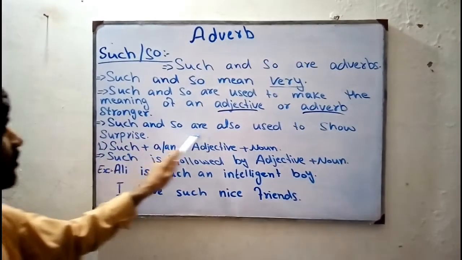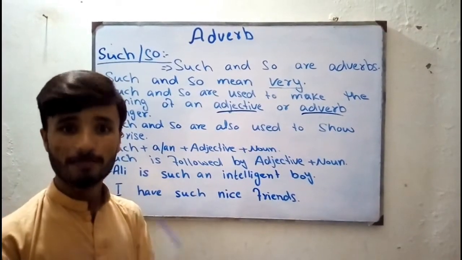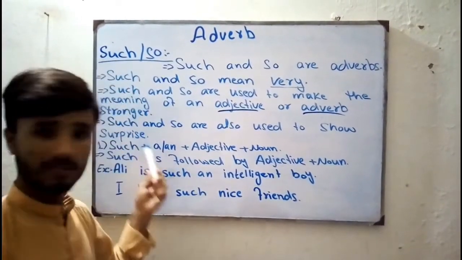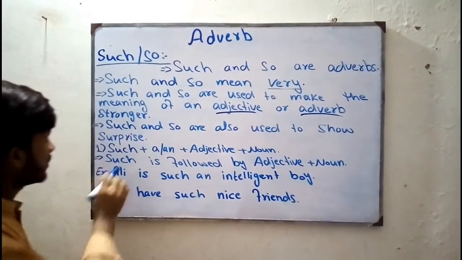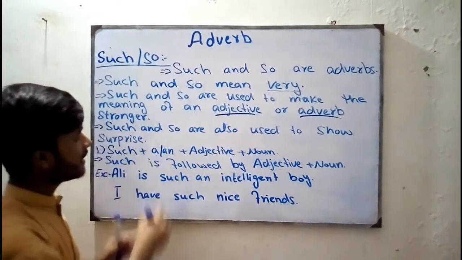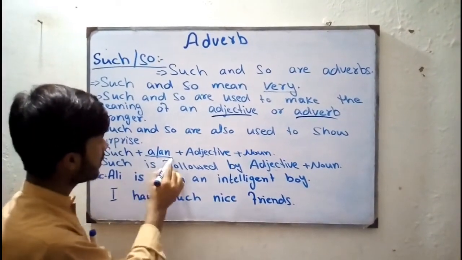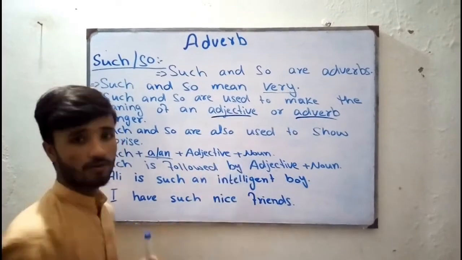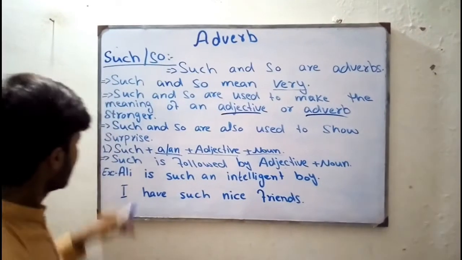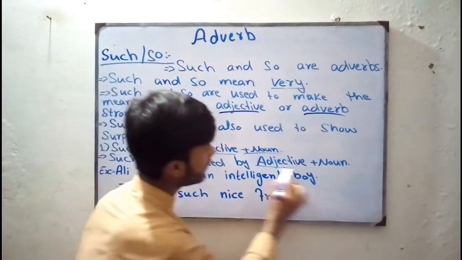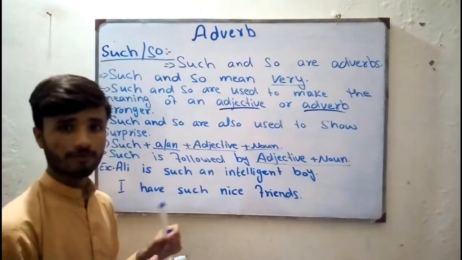See, such and so are also used to show surprise. It is also used to show amazement, right? See, it is the structure of such. Such plus a or an, these are articles, I have already told you that. These are article plus adjective plus noun. We use such before adjective and noun. Is this clear?